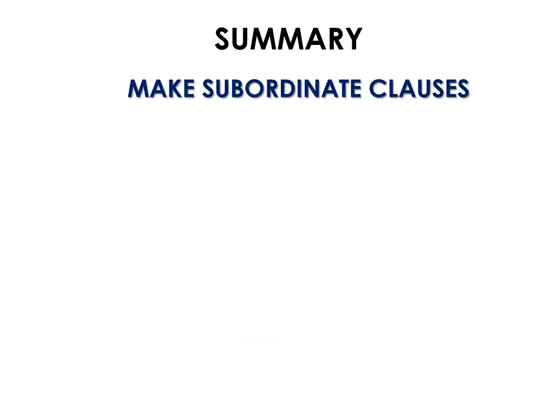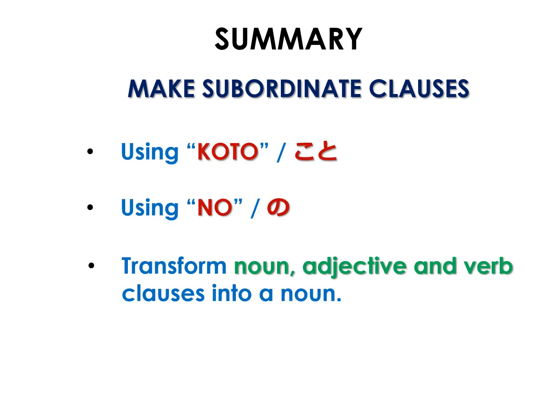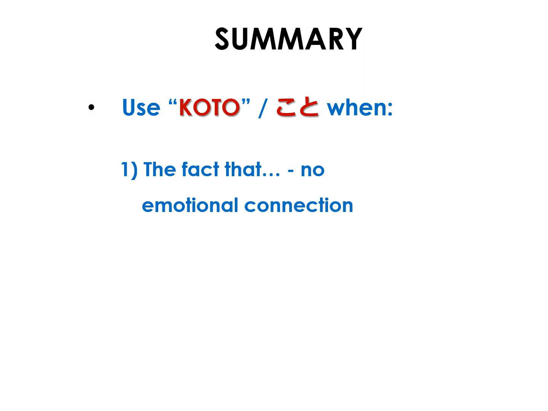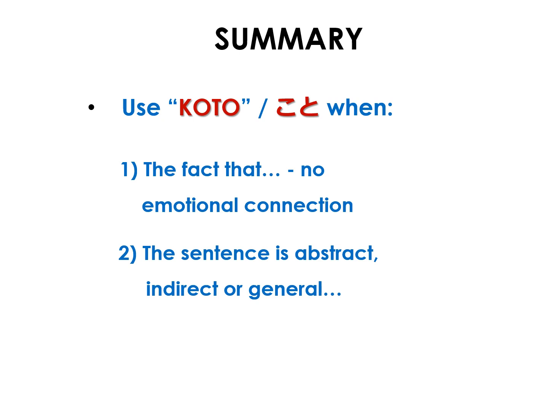So to summarize, in this lesson, we learned how to make subordinate clauses using KOTO and no, to transform whole sentences that end in a noun, adjective, or verb into grammatical nouns that can substitute wherever nouns can be in a sentence, whether as a subject, predicate, direct object, indirect object, and so on. In most cases, KOTO and no are interchangeable when making subordinate clauses. KOTO means fact and is used to nominalize clauses or sentences to which you don't have an emotional connection. The sentence or clause is abstract, indirect, or general.